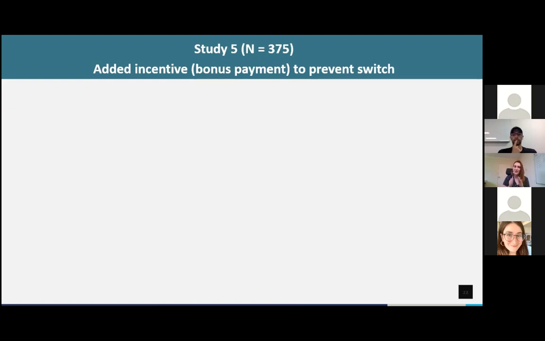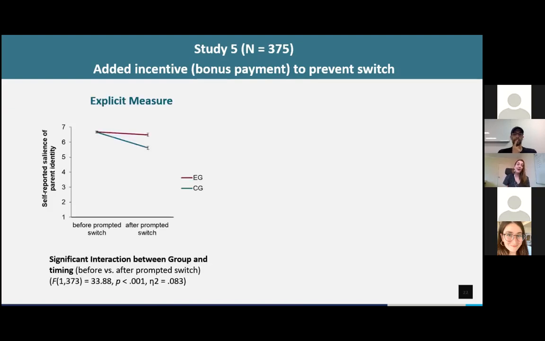We told them, if you manage to stay in your parent identity, we can tell which identity you're in, you will receive a bonus payment. And now all of a sudden we found this for the explicit measure, which is really interesting. So in the control group, we find the drop-off that we would expect, so that obviously the parent identity decreases, the salience of the parent identity. But in the experimental group, participants are now telling us, no, actually, my parent identity is still salient. So I was able to prevent this switch. That's what participants are telling us.